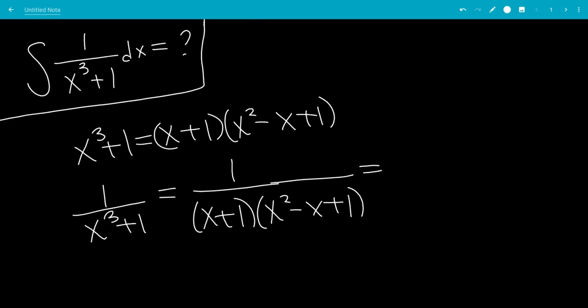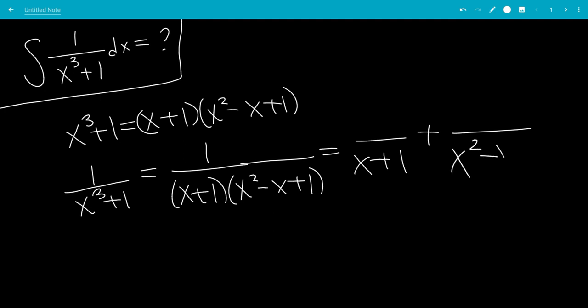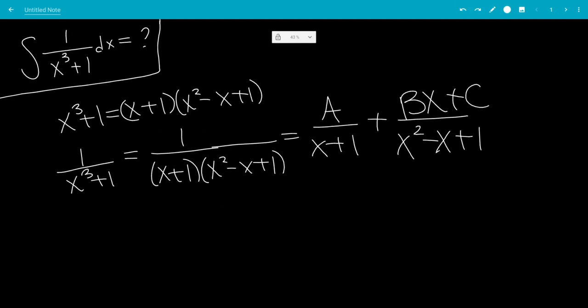Okay, so this is partial fractions. We know we have factors of x plus 1 and x squared minus x plus 1, so this can be something over x plus 1 plus something over x squared minus x plus 1. So this isn't factorable. For x plus 1, we go a degree smaller, so that'll just be x to the 0 or just A. And for this, we look at a degree smaller and it's not factorable, so we look at Bx plus C. So Bx to the first power, that's a degree smaller.